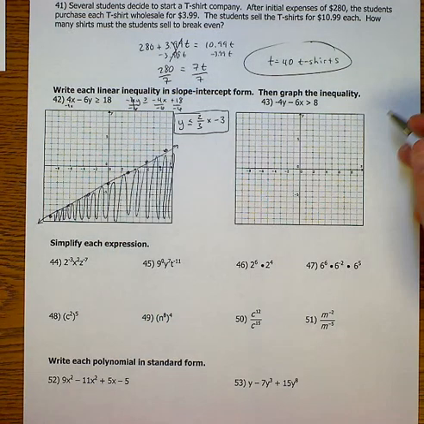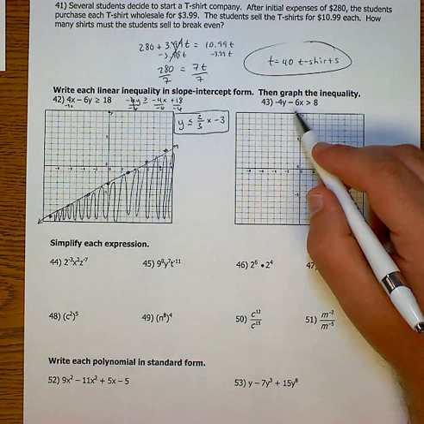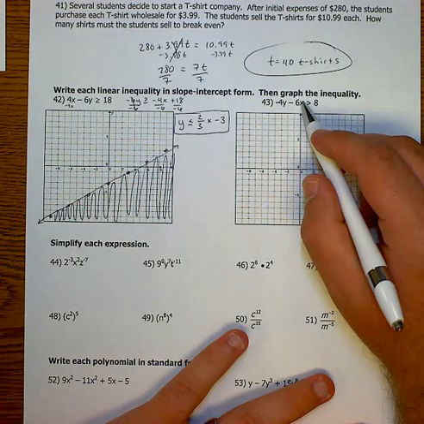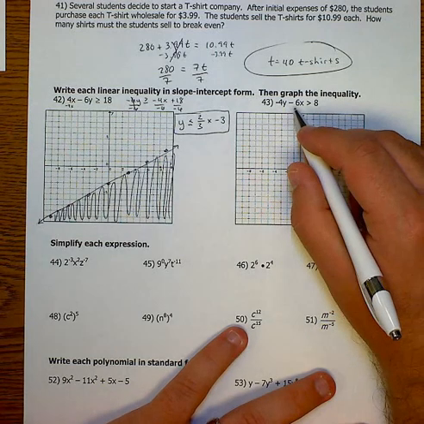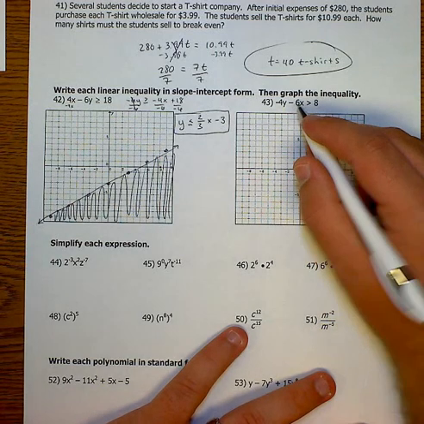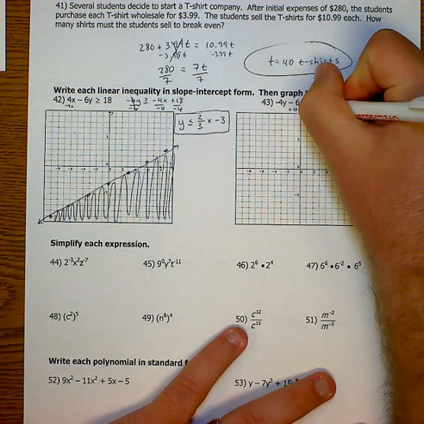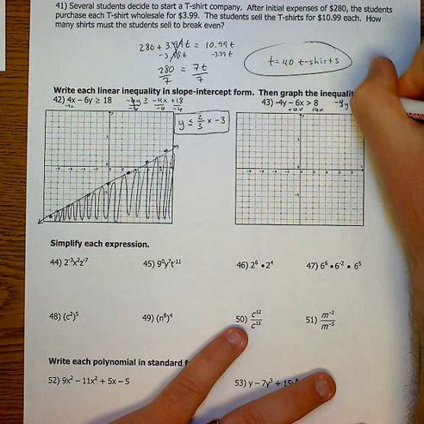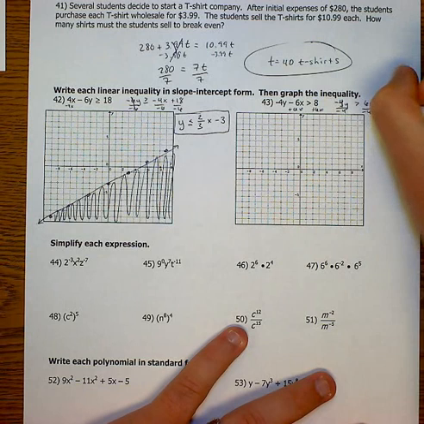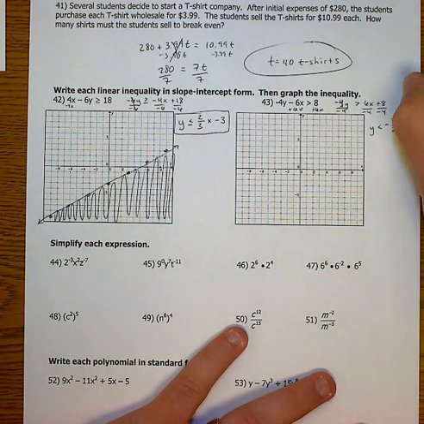Okay, 43, I need to get y by itself. Now, it's a little bit weird because y is first, x is second. I did that on purpose. I want you to see you need to get y by itself. It doesn't really matter where it's at. So I'm going to add 6x. So I have negative 4y is greater than 6x plus 8, divided by negative 4. There it is again, divided by a negative. That flips the sign. 6 divided by negative 4 is negative 3 over 2. 8 divided by negative 4 is negative 2.